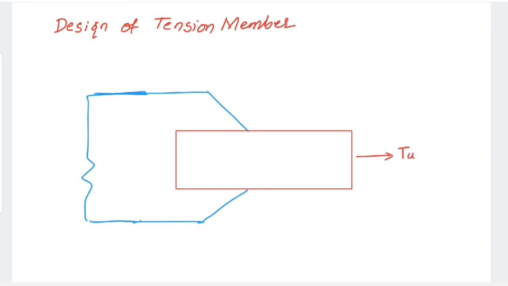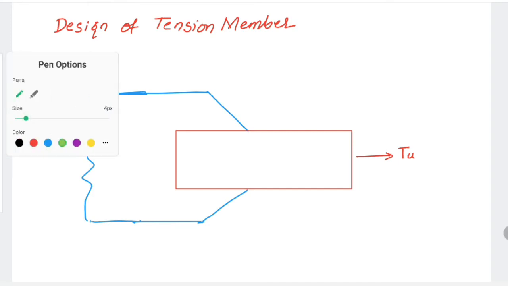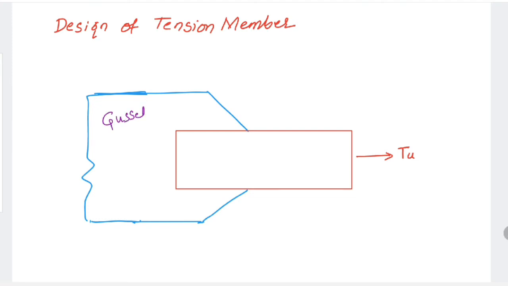So here this is the gusset plate. This is the gusset plate. And this is a member, or it may be a plate. Here we have taken a flat or a plate. This is also a member, of flat or plate material, which has some dimensions, width and thickness.